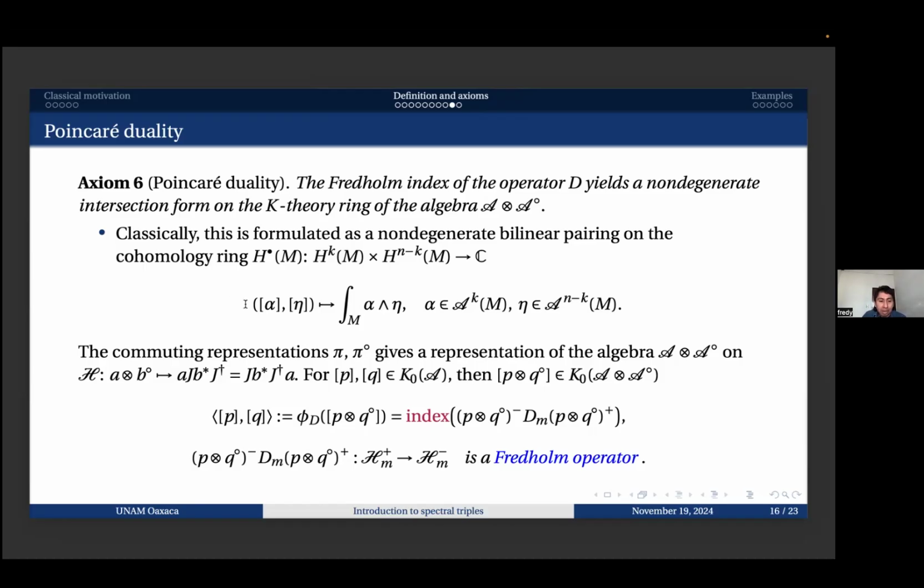And here is where the representation pi and the anti-representation pi opposite play an important role. So in this case, the pairing is given by the index of a Fredholm operator.